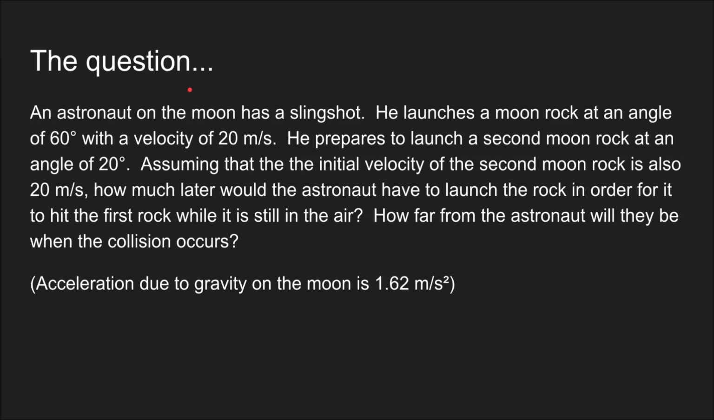So here's our question. An astronaut on the moon has a slingshot. He launches a moon rock at an angle of 60 degrees with a velocity of 20 meters per second. He prepares to launch a second moon rock at an angle of 20 degrees. Assuming that the initial velocity of the second moon rock is also 20 meters per second, how much later would the astronaut have to launch the rock in order for it to hit the first rock while it was still in the air? How far away from the astronaut will they be when the collision occurs?